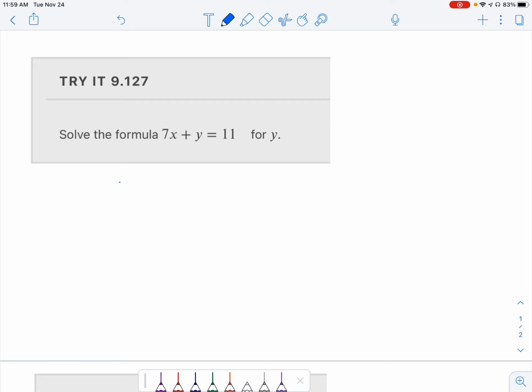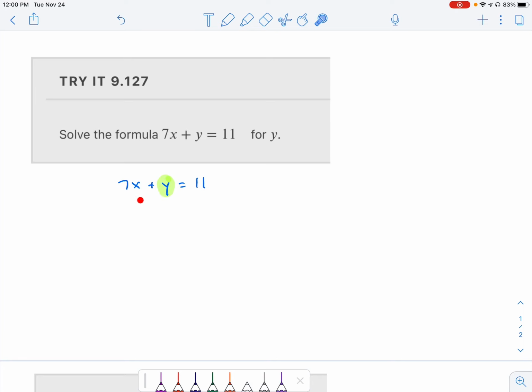So again, I'm going to recopy this formula. So I've got 7x plus y equals 11. What I want to do here is I want to get y by itself. So again, I'm going to highlight that y. Focus on that. And just like if I was solving any other equation, what I want to think about is, what am I doing to the y? What am I doing on the side of the equation where that y starts off? And what I'm doing is I'm adding 7x to it.